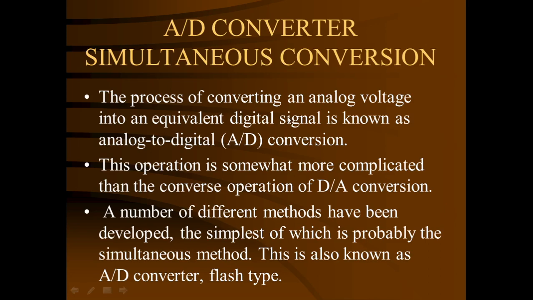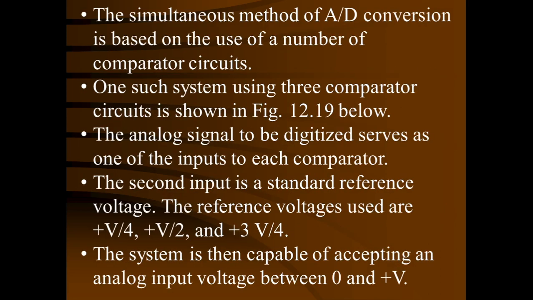The process of converting analog voltage into an equivalent digital signal is known as analog to digital, A to D, conversion. This operation is somewhat more complicated than the converse operation of D to A conversion. A number of different methods have been developed. We are going to study 3-4 methods here. The simplest of which is probably the simultaneous method. So one of the simplest methods, the simultaneous method, we are going to study here. This method is also called the flash type A to D converter method.